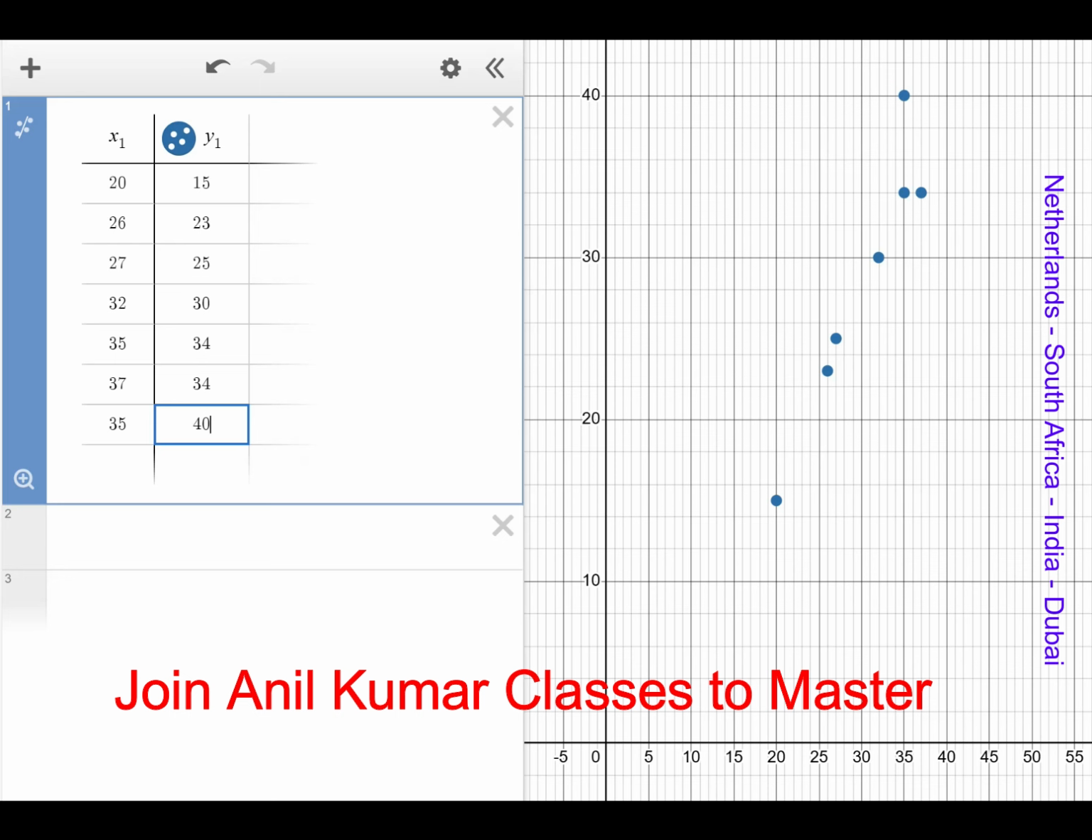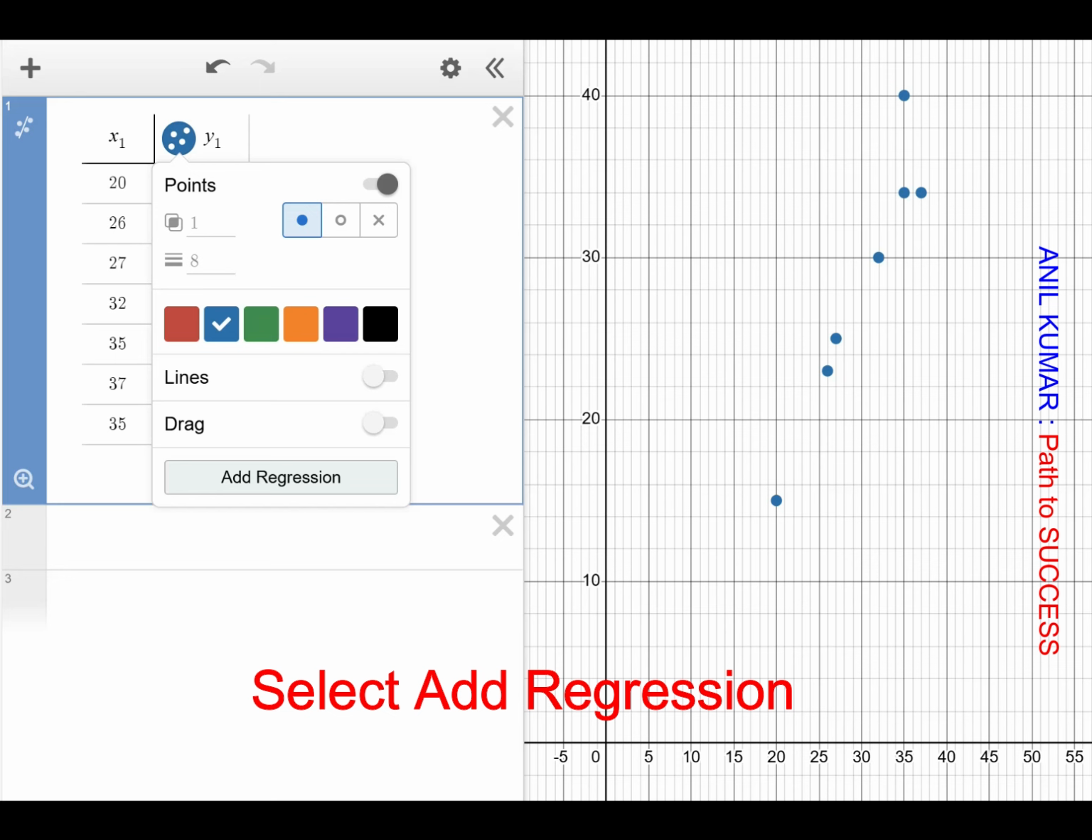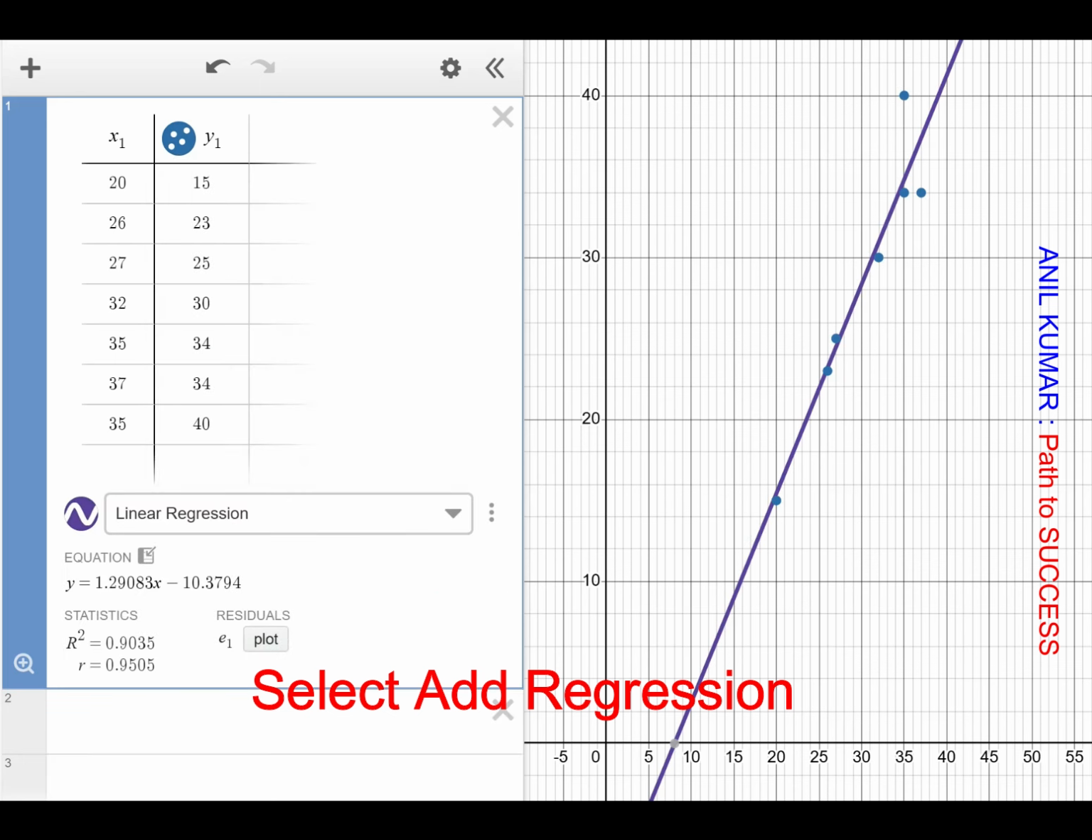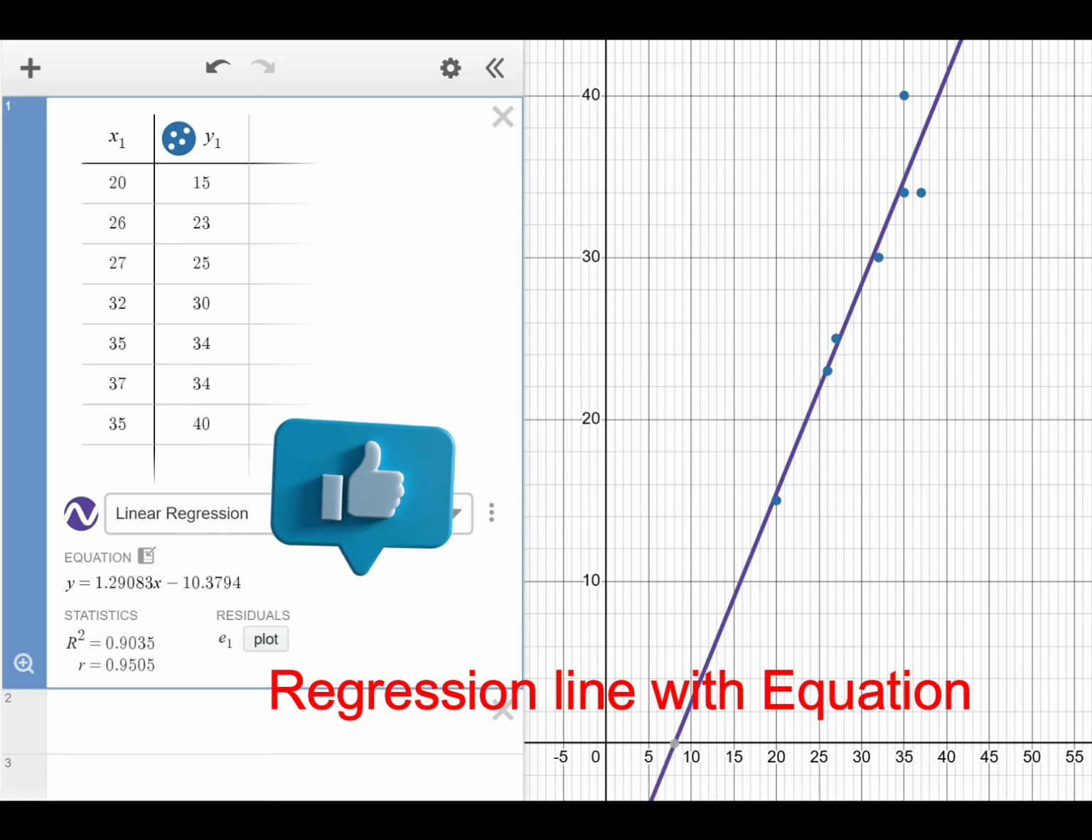So, do you see these dots? I'm just pressing my mouse over there and it gives you the options. So, it has lines which we are not really interested in. We are interested in this option of add regression. So, I'm going to click at add regression. As soon as you click, you see a straight line, which is also the line of best fit. And in addition to that, we get an equation.